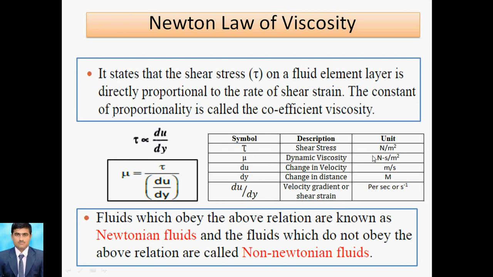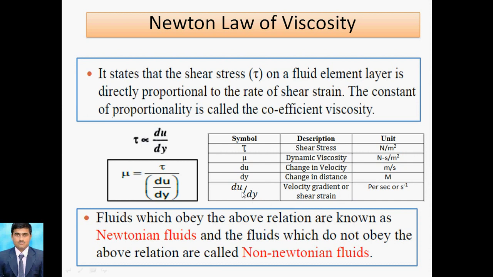So for tau we take Newton per meter square, and mu, or dynamic viscosity, Newton second per meter square. Du means change in velocity, so you can keep it as meter per second. And for dy you can take meter, so actually small m is required over here. And du by dy is the velocity gradient, so we can write it as per second, or s raised to minus 1. Why is it like this?